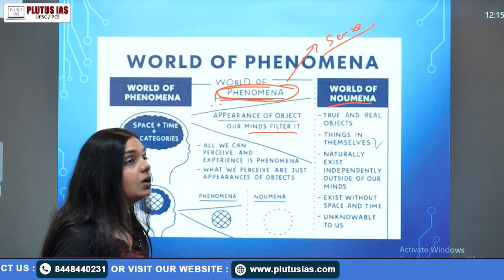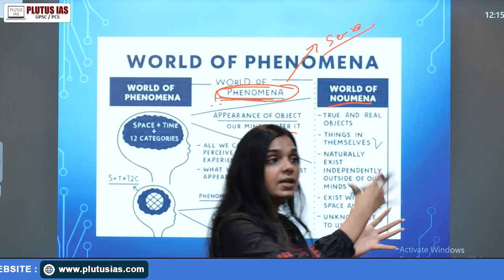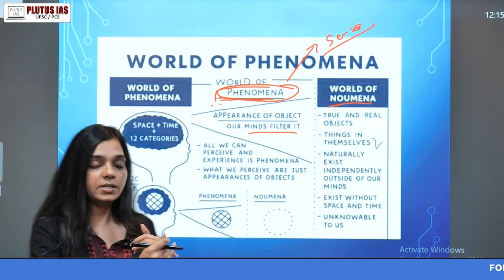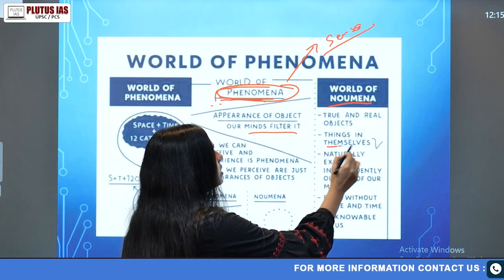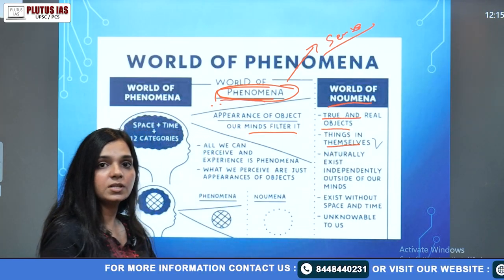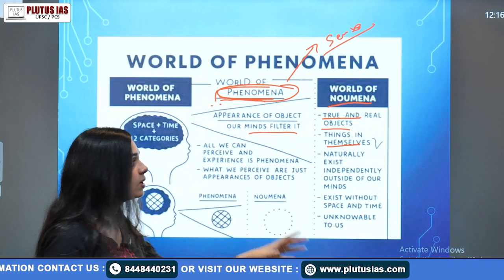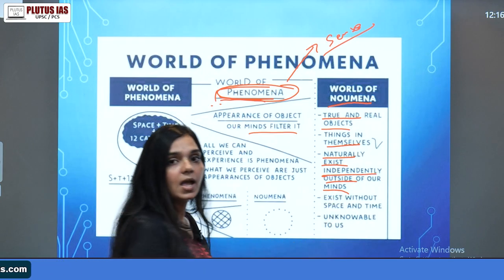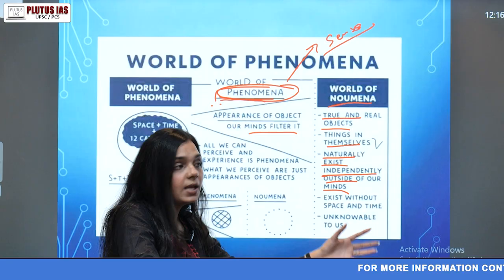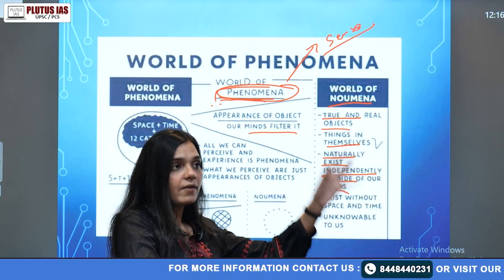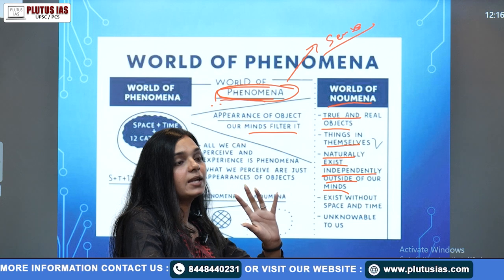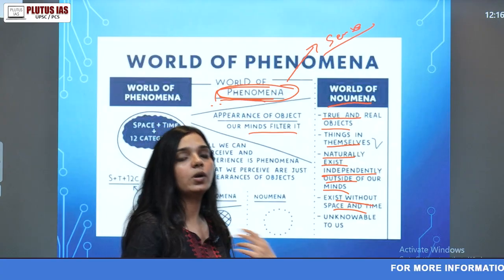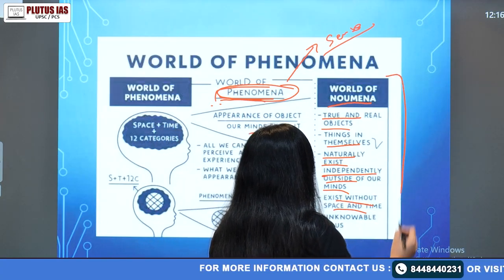And what is the world of noumena? The world of noumena is where the object exists in itself. We have nothing to do with noumena. Those objects are present with their qualities, and they exist in themselves. True and real objects. All the objects which are true in themselves, which exist in themselves, that is the world of noumena. They naturally exist independently, outside of our minds. Our mind has nothing to do with the world of noumena. All the objects which have their qualities and their existence exist outside of us. They exist without any space and time and are unknowable to us. So all of these things come under noumena.